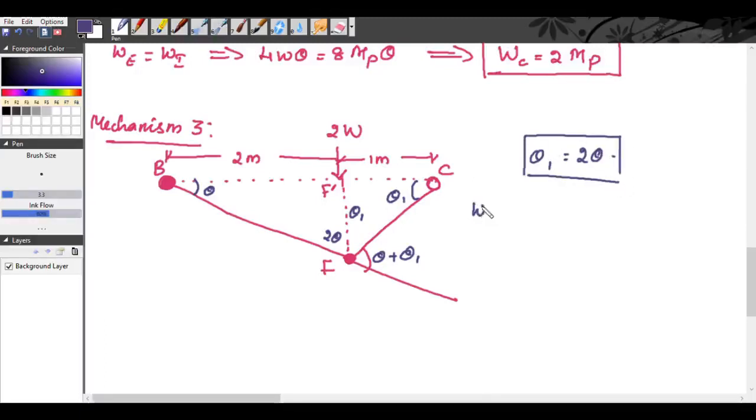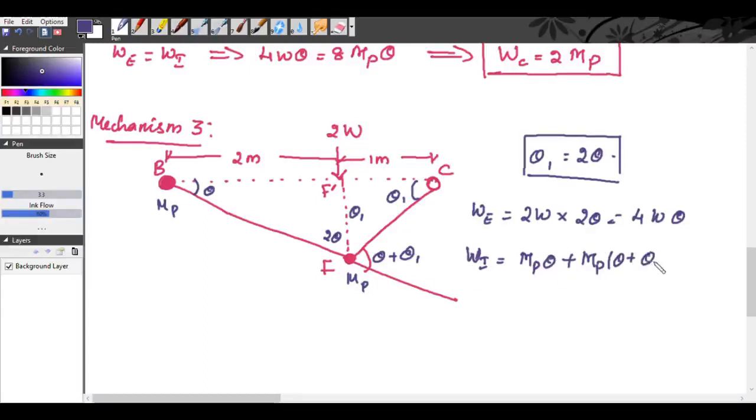Now external work done is equal to this load 2W into 2 theta. So that is 4W theta. Internal work done is equal to plastic hinge at B. So we will take plastic moment as MP. Here there is mechanical hinge, so MP is equal to 0. So what we get is MP into theta at B plus at F MP into theta plus theta 1. You can substitute theta 1 is equal to 2 theta. You get internal work done is equal to 4 MP theta.